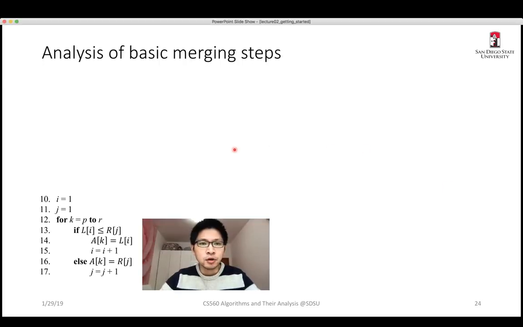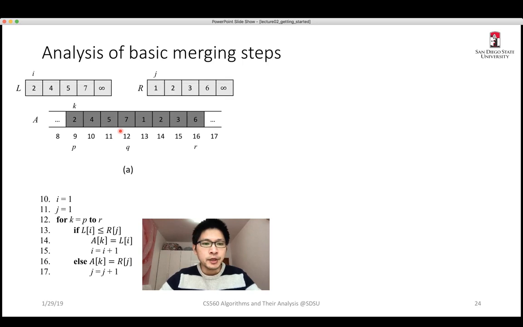Now let's go over the merge procedure step by step, with an emphasis on where the merging operation happens, from line 10 to line 17. So assume our input array A is like this. It has 8 elements, and the index starts from P equals 9 and ends at R equals 16. And our split is at Q equals 12 here.